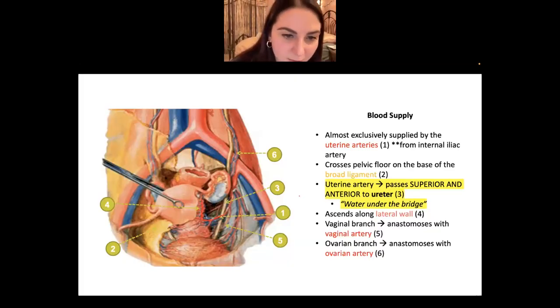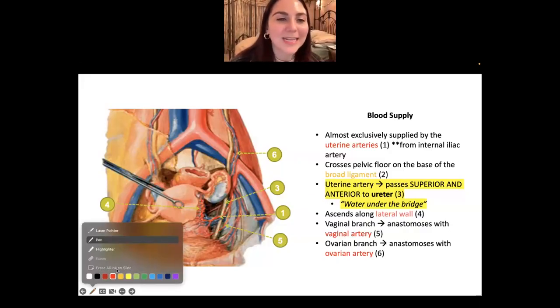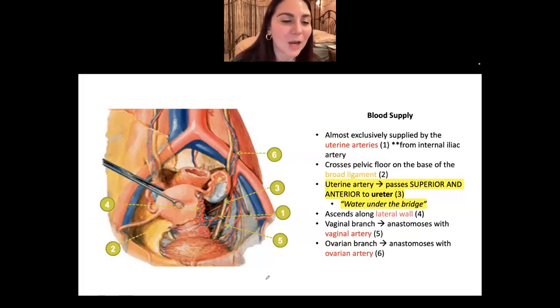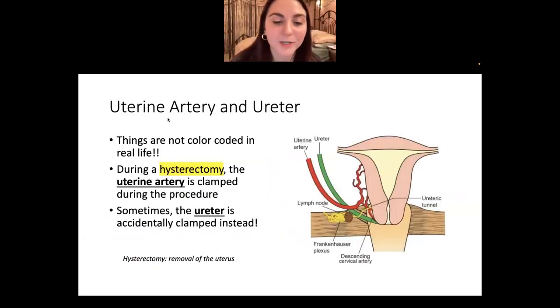It sends off a vaginal branch, which is number 5. So here's your uterine artery, and it sends off this vaginal branch. It's going to go down and supply the vagina. And then it supplies an ovarian branch, which is number 6. I don't know how that connects to the ovary, but whatever, it's also a branch of the uterine artery. So it tells you what it's supplying. It's just kind of annoying to pick these out of a picture.